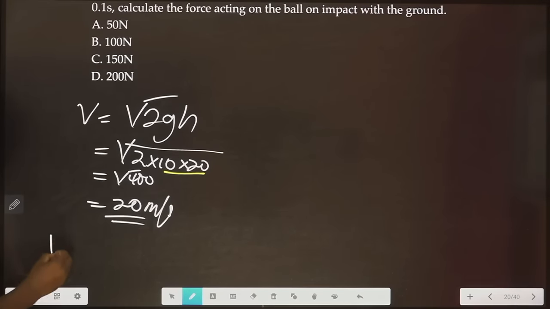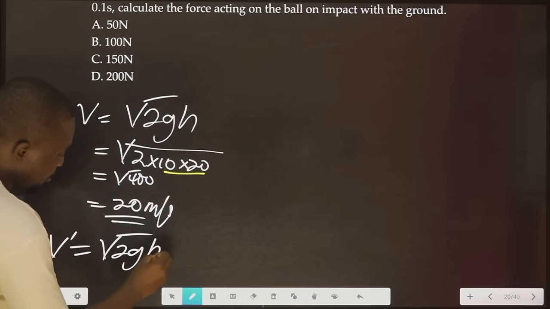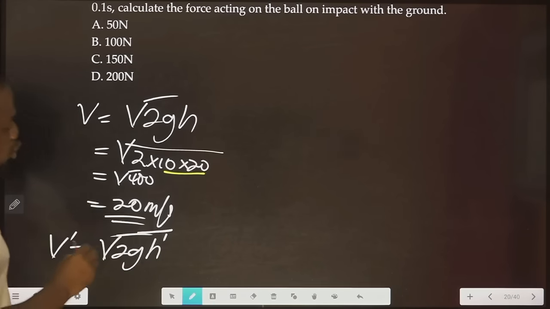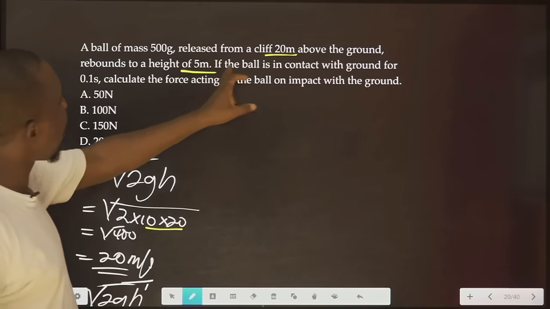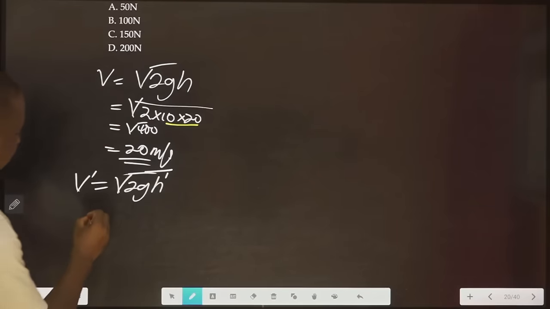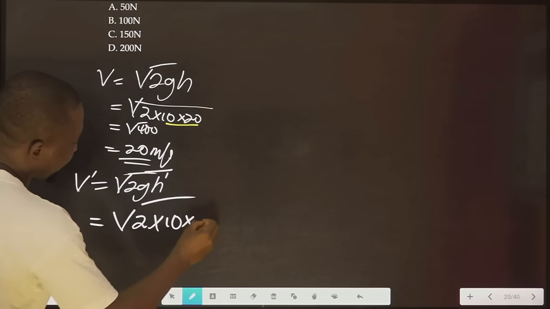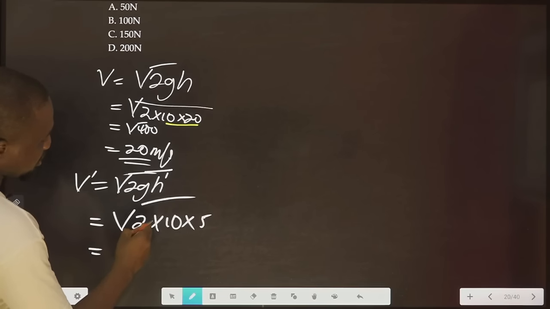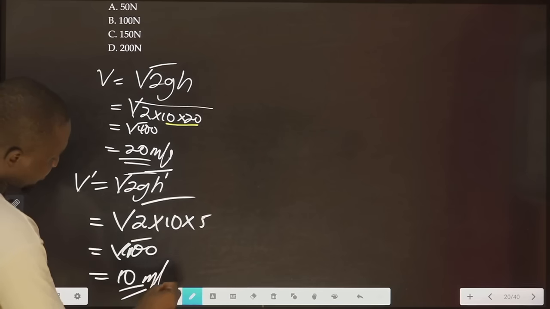So we're going to call that one the rebound velocity, equal to the same square root of 2gh, but this time with the new height. So what is the new height from this question? The new height is this. So this is equal to the square root of 2 times 10 multiplied by 5, which is 100, which is 10 in meters per second.